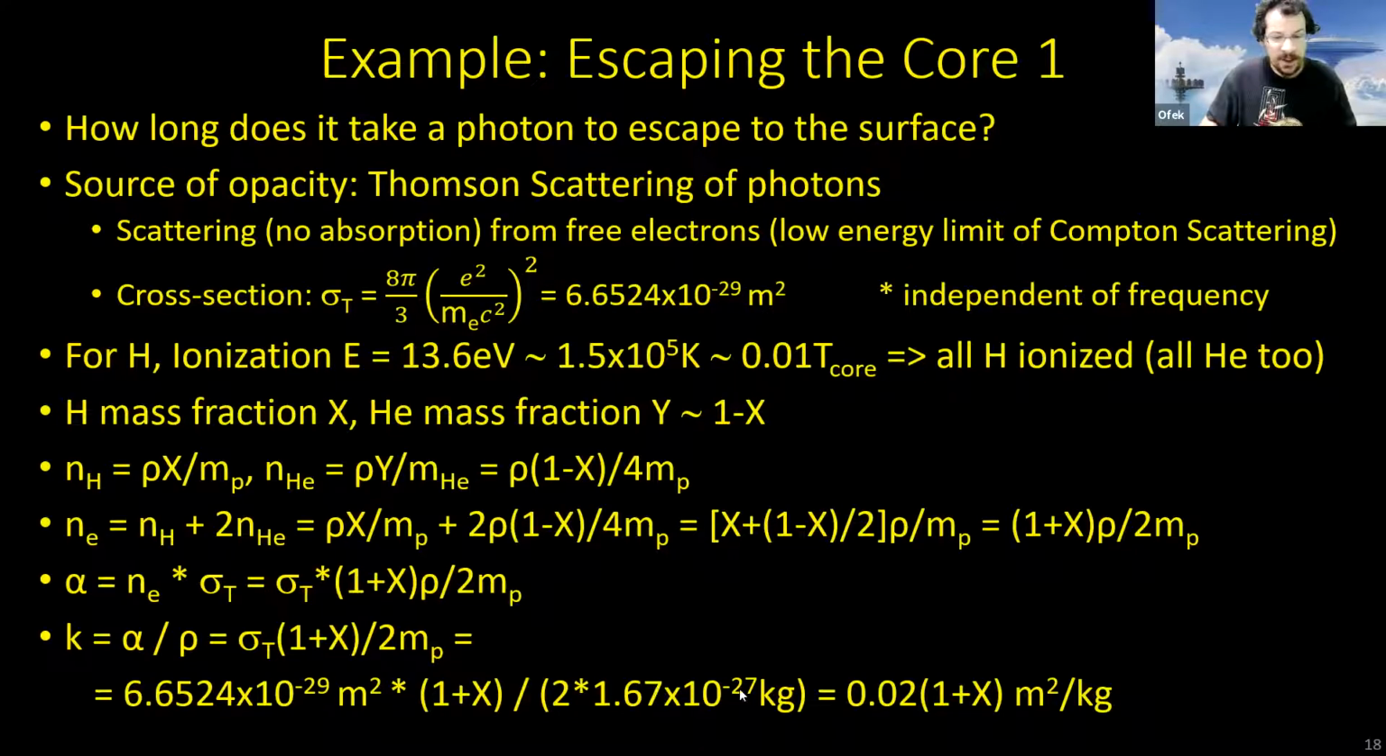And we see that these numbers actually cancel each other. 10 to the minus 29 divided by 10 to the minus 27, we get a factor of about 100. And in fact, that's what we get with the exact calculation, 0.02 times (1 plus X), with a slight dependence on the mass fraction of hydrogen, in meters squared per kilogram. This is the opacity at the core of the sun to photons propagating due to Thomson or free electron scattering.